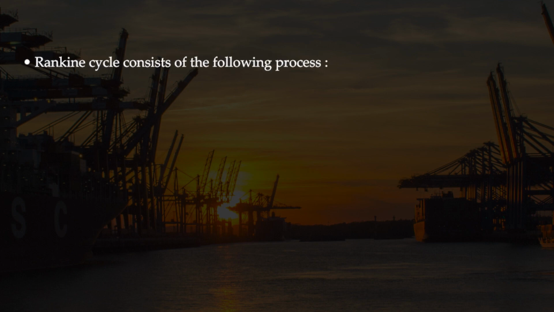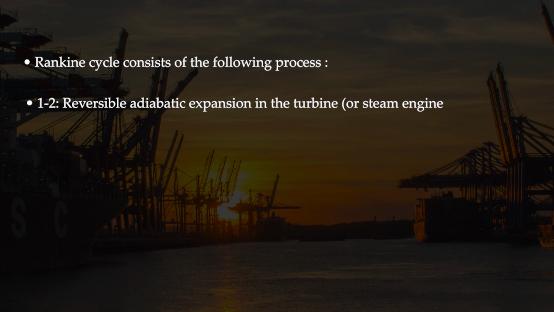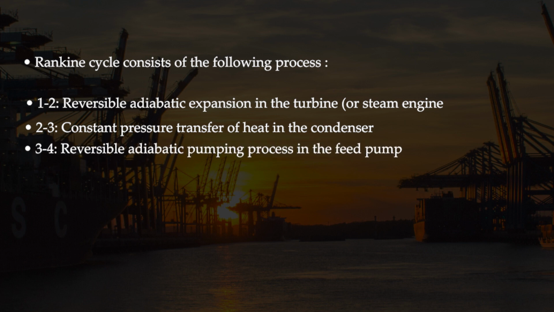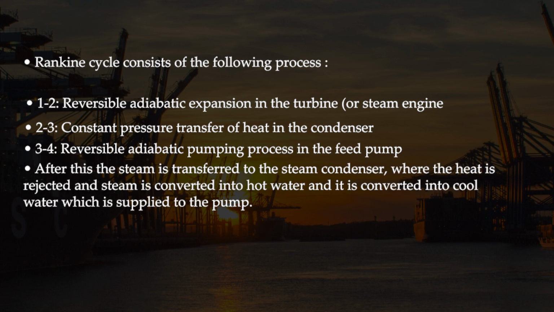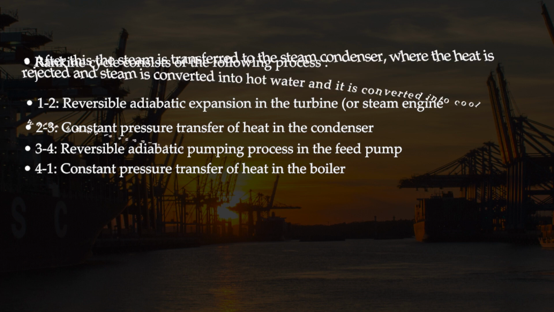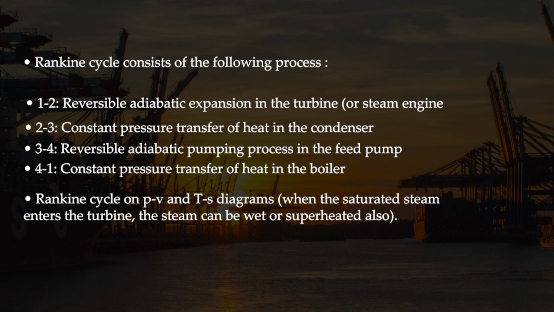Rankine cycle consists of the following processes. 1 to 2 is a reversible adiabatic process in the turbine, and 2 to 3 is the constant pressure transfer of heat in the condenser, and 3 to 4 is a reversible adiabatic pump process in the feed pump, and 4 to 1 shows the constant pressure transfer of heat in the boiler. The Rankine cycle on PV and TS diagrams is shown in this slide.